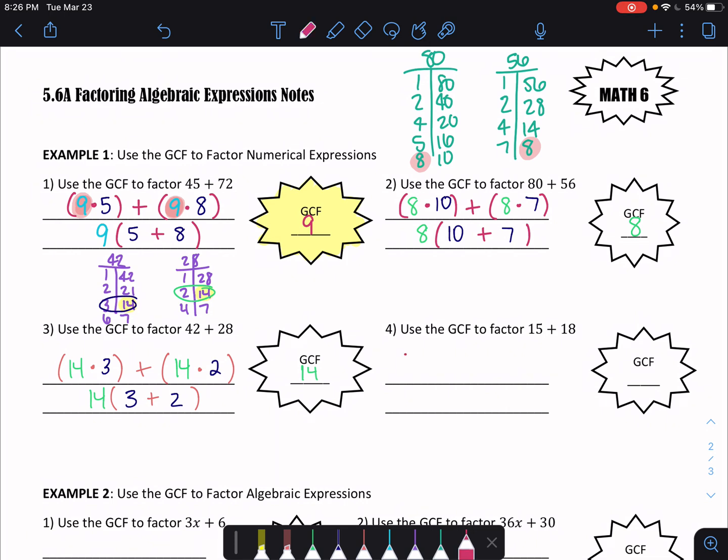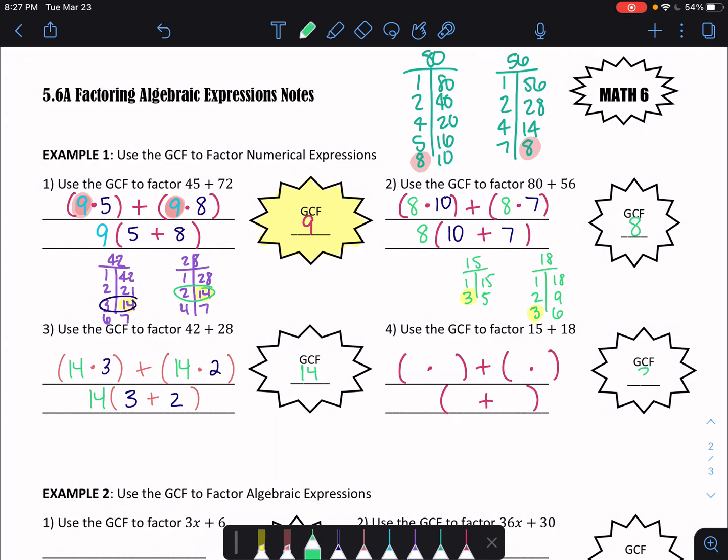Okay, number 4 here. Just setting up my work here. For number 4, I've got 15 and 18. So 15 is 1 times 15 and 3 times 5. 18 is 1 times 18, 2 times 9, and 3 times 6. And I can see that 3 is the greatest thing they have in common.